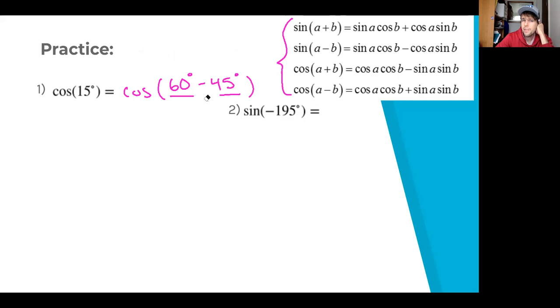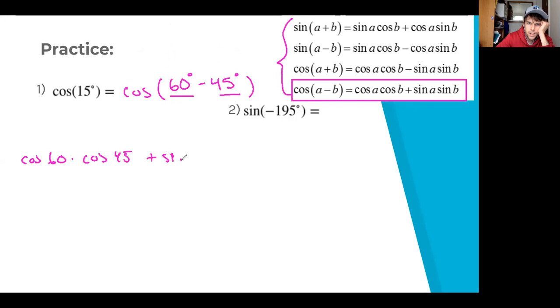All right, so here we go. We have that one. That's a cosine difference formula. So to simplify that one, we're going to use this formula right here. We just used that on a previous one, so it should be pretty straightforward. It's going to be cosine of 60 times cosine of 45 plus sine of 60 times sine of 45. Pretty straightforward. All these angles are in quadrant 1, so everything here is going to be positive.